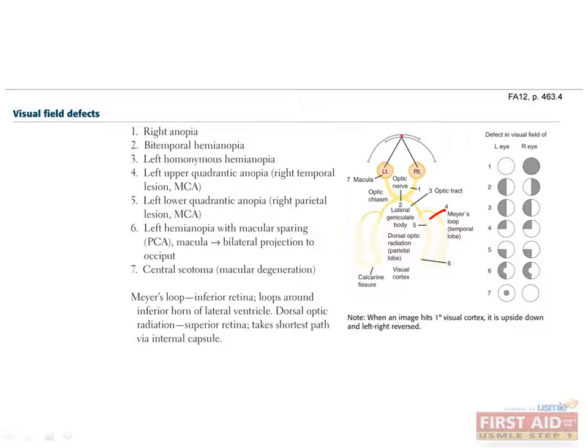If you have a lesion in the right Meyer's loop, then you have impairment of the nasal field of vision of the right eye, the temporal side of the left eye, and it's the superior fields.